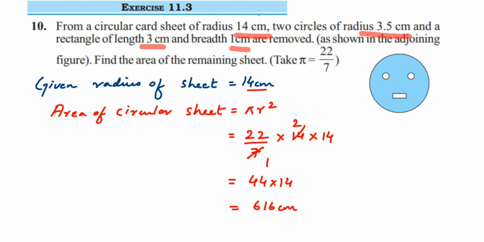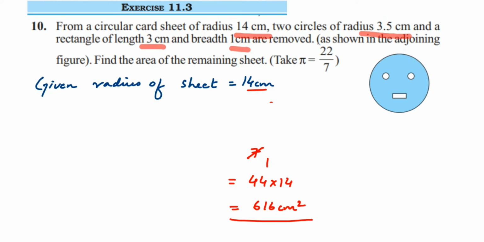So from here we got the area of the big circle. Just remember this, we got the area of the whole circle, which is 616 centimeter square. Now I'm going to erase this part, but remember this value. I'm going to keep it aside. So that was the area of the big circle, the circular sheet.